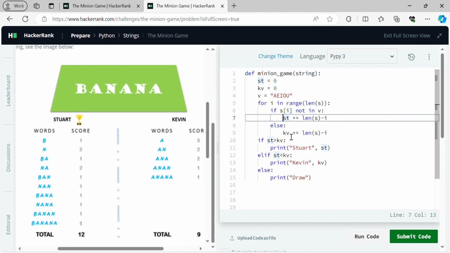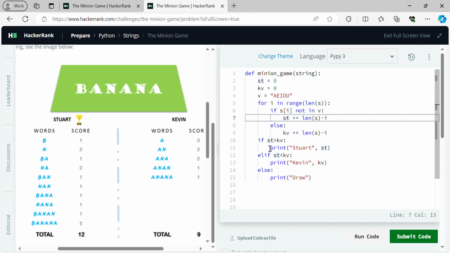So we are incrementing the count for kv. Here onwards we are incrementing the count. Here he was getting 5 substrings, so we are adding 5 for him. Like that, whenever a vowel is there, that vowel count would be increased for Kevin, and the consonant count would be increased for Stuart. Like that we are providing the condition.